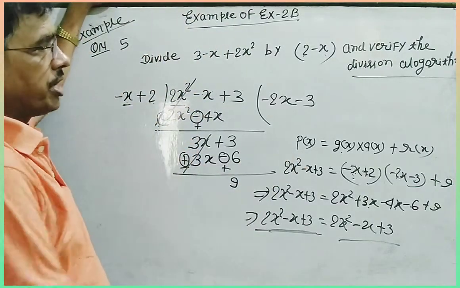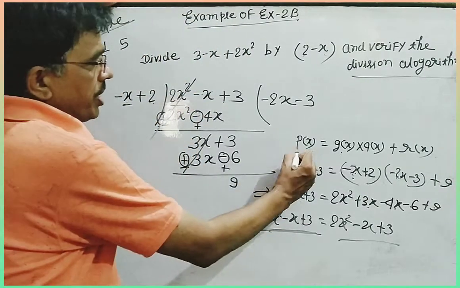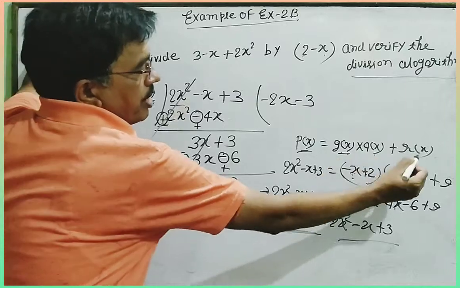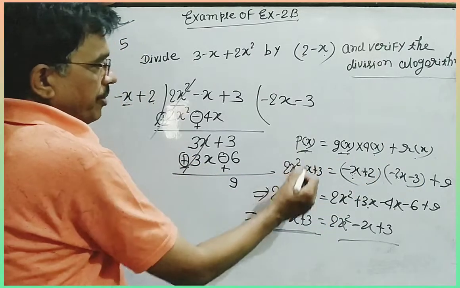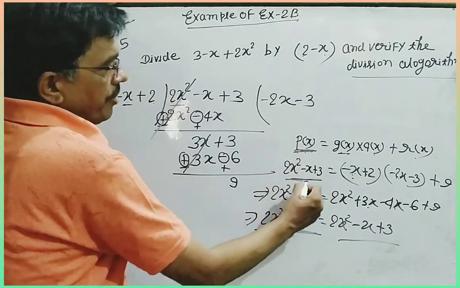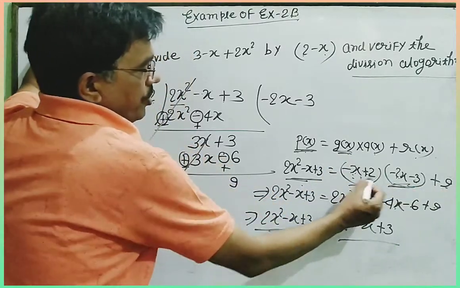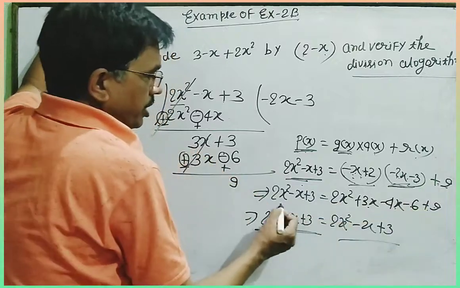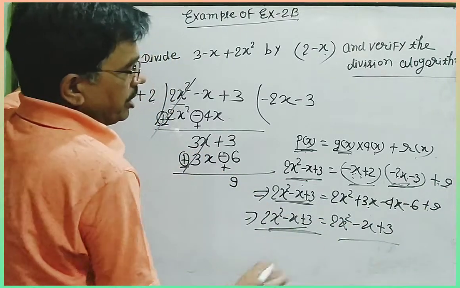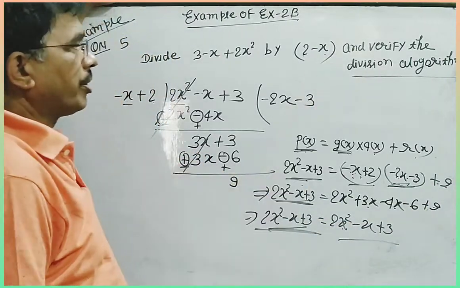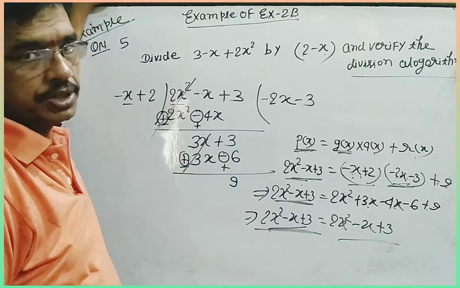So it is the division algorithm, that is dividend is equal to divisor into quotient plus remainder. So put their values. First you write here dividend, here is divisor, here is quotient and here is remainder. When you multiply and add 9, then we get the dividend. So it verifies the division algorithm. Now next.